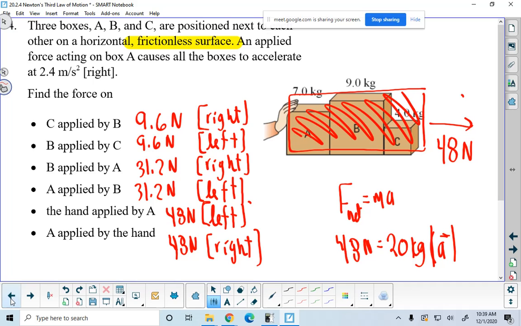So we would take 48 newtons divided by 20 kilograms. Yeah, it has to be 2.4, Andrea, because that's the acceleration that everything moves at. So even before you divide them, hopefully you recognize that if we've done everything right, you're going to get 2.4. Boy, these problems are tricky, but the best advice I can give you is you start with the box at the end and start looking at drawing all of the forces acting on it.